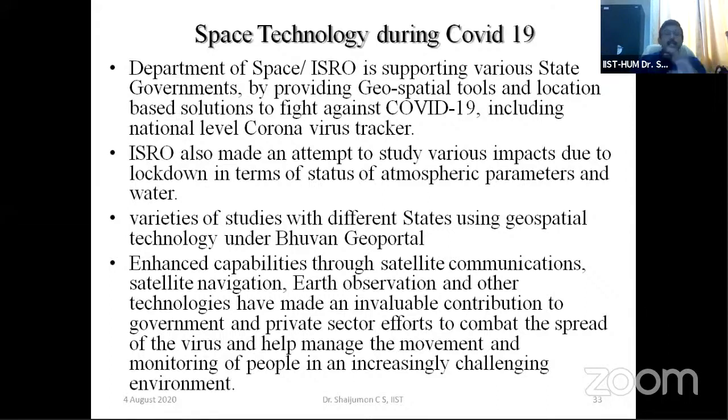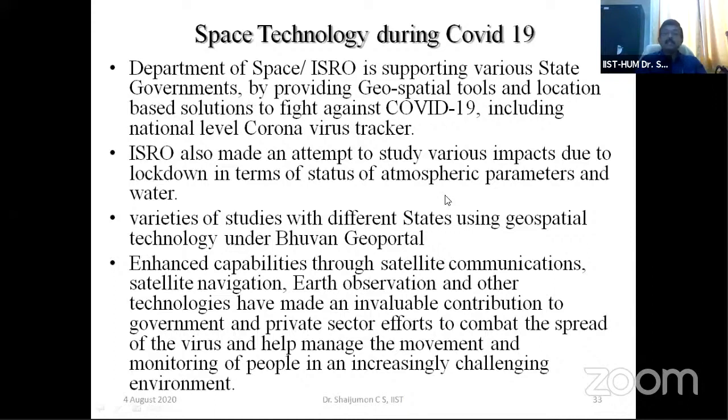So during COVID-19, ISRO is doing lots of activities for effective implementation of policies to mitigate the effects of this pandemic spread in the country. ISRO also started studying, using various atmospheric parameters and water levels, measuring the pollution level and the atmosphere levels, and what kind of impact this disease made to the society, to nature, and to the water.